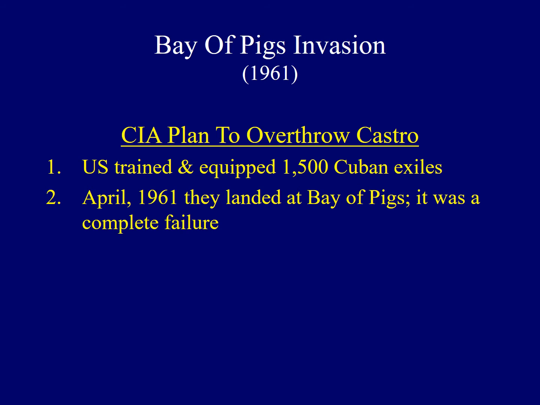The invasion itself took place in April of 1961, and it involved the Americans training and equipping about 1,500 Cuban exiles. They would then invade Cuba, and it was believed that this would spark a general revolution which would lead to the end of Castro's regime in that nation. In April of 1961, they landed at the Bay of Pigs, and it was a complete failure.